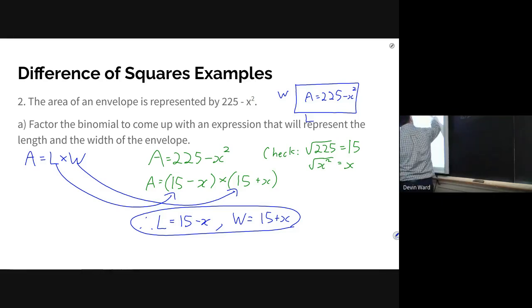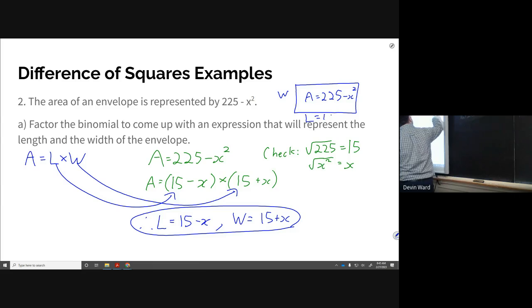Yeah, can you put them up here? This is 15 minus x, and this one is W over 15 plus x.